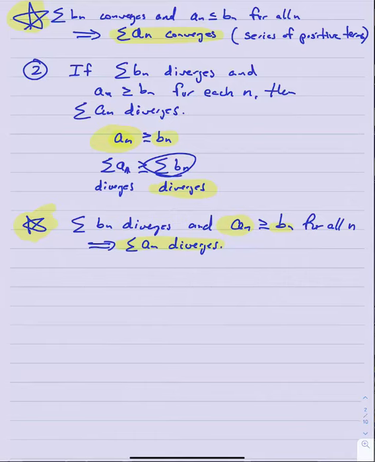Okay, I'll come back and do some examples here in a few minutes, but let's look at the other test first. So I'll go to a new page. So that last one was the so-called direct comparison test. This one is called the limit comparison test. And probably my personal favorite from the point of view of being the most useful. I think this one applies to probably more series than any other test. It's just a very useful test.